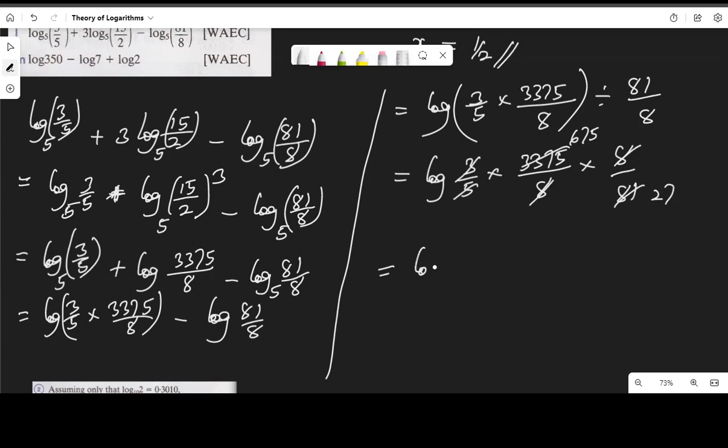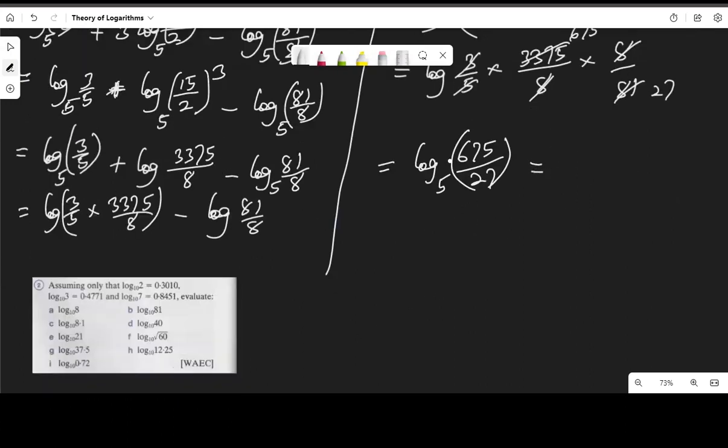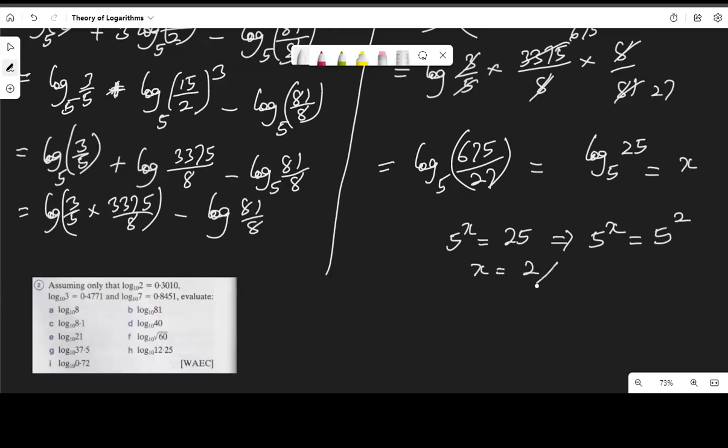So we have log 675 over 27 to base 5, and 675 divided by 27 is 25. I have log 25 to base 5. Let log 25 to base 5 be x, meaning 5 to the power of x is equal to 25, which implies 5 to the power of x equals 5 to the power of 2. x is equal to 2. Therefore, our answer to that question is 2.